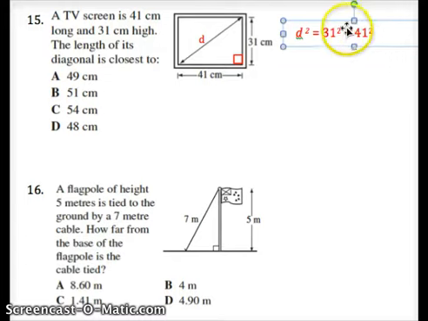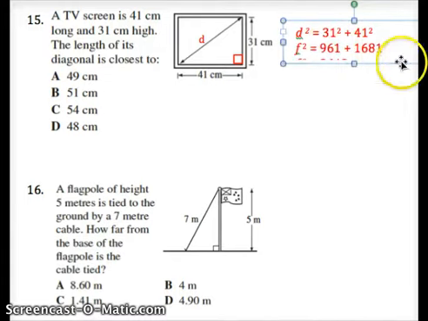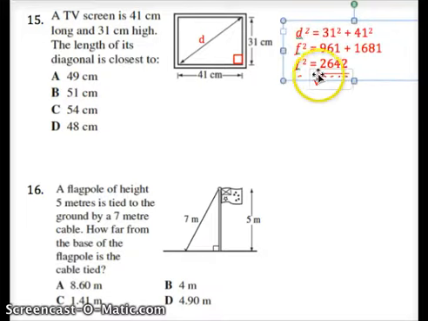Now the two numbers here are on the same side, so into your calculator you can just do 31 squared plus 41 squared. You can do that straight away, or you can work out each one individually. You can say 31 squared is 961, 41 squared is 1681, and you can add them up. You get D squared is 2642. Sorry, I mean D, not F, okay?